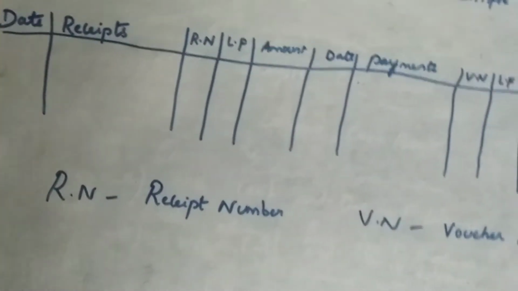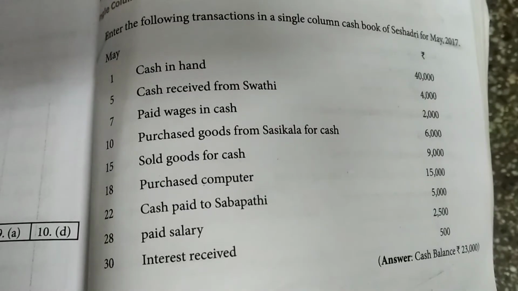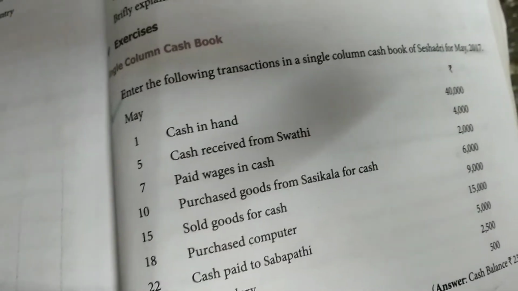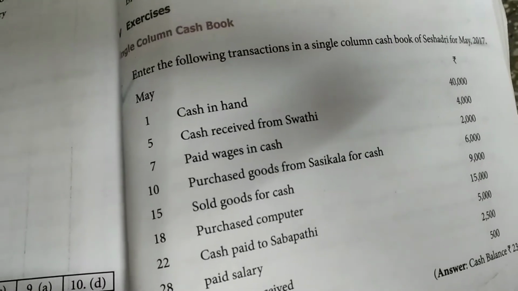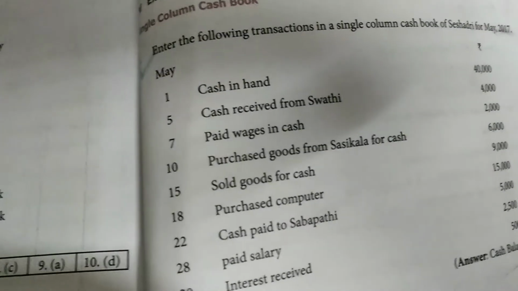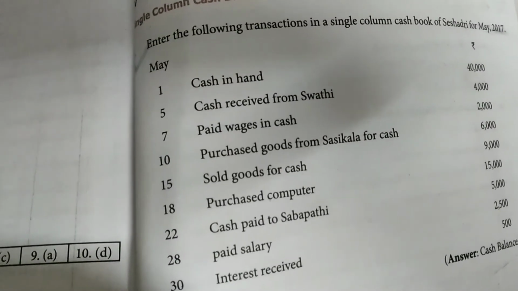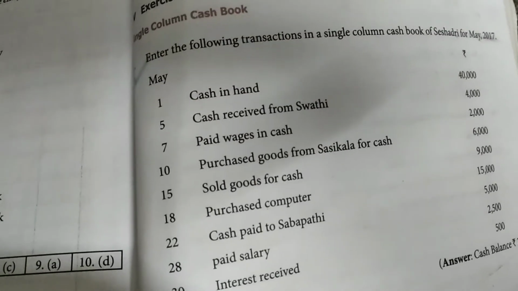So let us do one exercise problem so that you can understand it better. Let us move on to the first exercise problem. Enter the following transactions in a single column cash book of Sheshadri for May 2017. 1st of May, cash in hand. So this is the brought on balance as on 1st of May. So cash in hand 40,000.